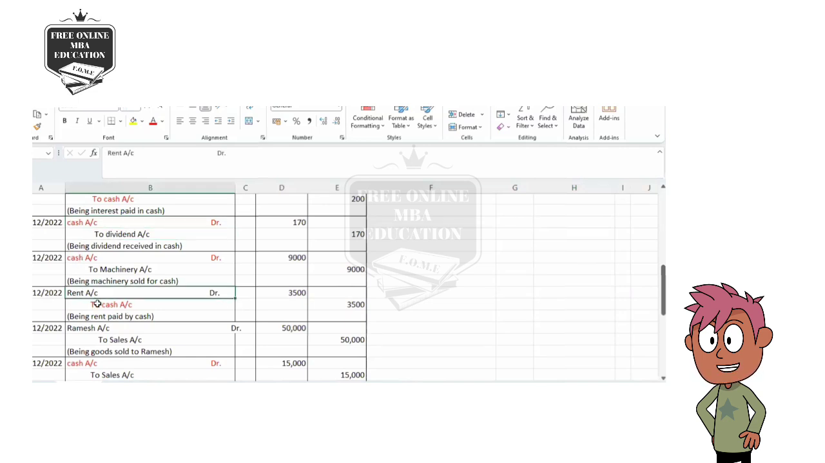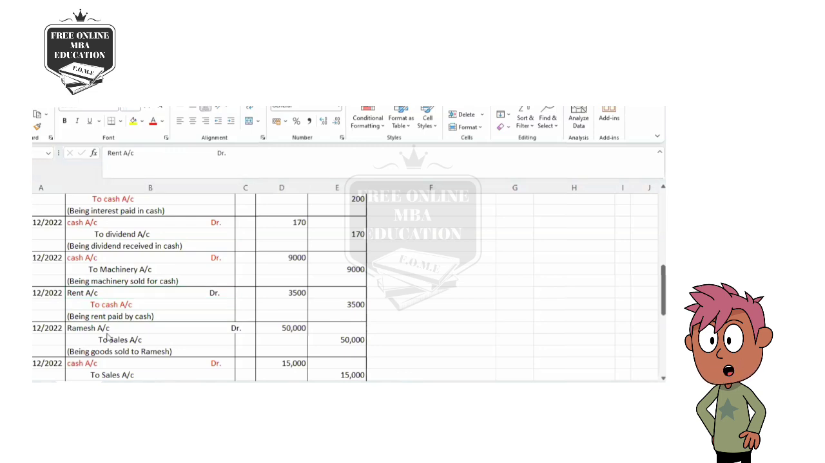Then this rent to cash being rent paid. So we paid rent, that means by way of paying the rent, we have actually passed on cash out of the business, and that's why cash goes out of the business, cash is credited. Rent account is an expenditure, so nominal account rule: debit all expenditures.